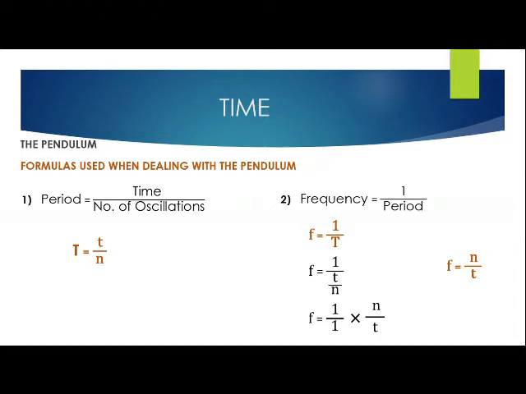So frequency will give the same values if you use f is equal to 1 over T or f is equal to n over t. There's no difference in the two formulas. They still give the same answer.